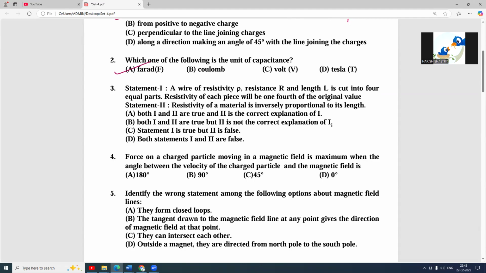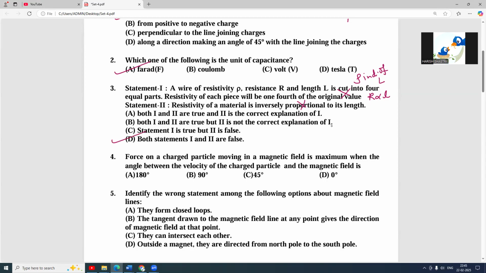equal parts. Resistivity of each piece will be 1/4 of the original value. Wrong, because resistivity is independent of length. Only resistance is directly proportional to length. Resistance becomes 1/4, not resistivity. Resistivity of a material is inversely proportional to length? No, only resistance is directly proportional to length. So both statements 1 and 2 are false.